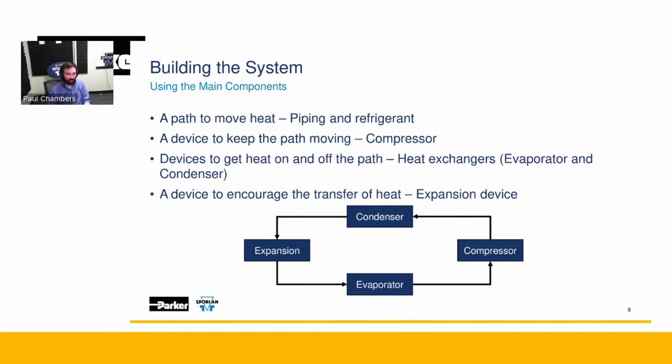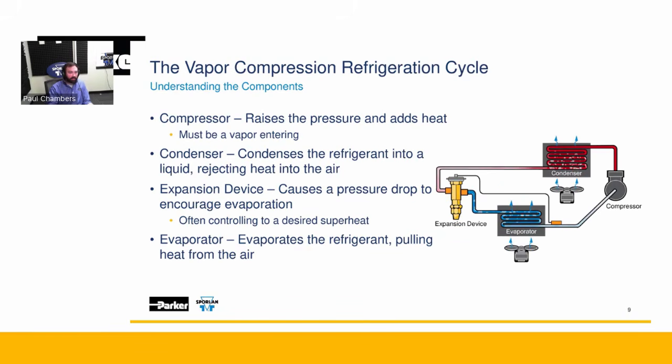We need devices to get heat on and off the path. Those are called the evaporator and condenser. So we'll put the condenser after the compressor, and then we'll have the expansion device, and we'll get back to that evaporator. The expansion device is there to encourage heat transfer. We'll talk a little bit more about exactly how that works. But now we've actually built out. Earlier we said those are the components you'd need if you wanted to move heat from one place to another. Well, here's the order you put them in. We can change that same graphic, same order, but now it has icons showing a condenser, a compressor, evaporator, expansion device. So we can talk about specifically how each component works.